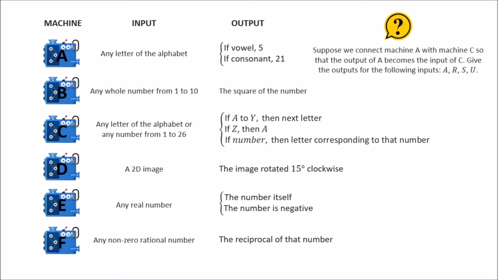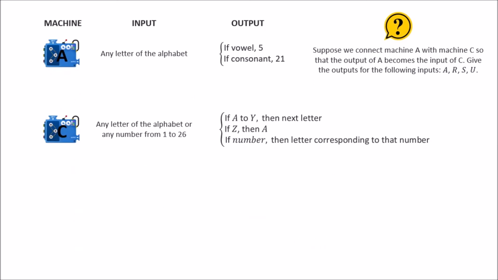Suppose we connect machine A with machine C, so that the output of A becomes the input of C. Give the outputs for the following inputs: A, R, S, and U. Again, I suggest that you pause the video and analyze the machines before I reveal the answer.